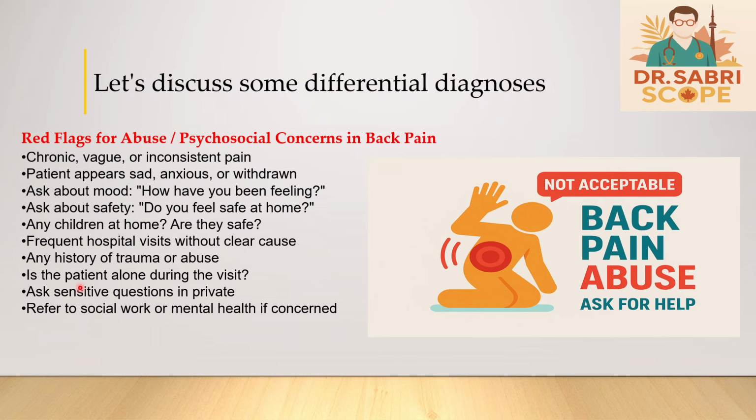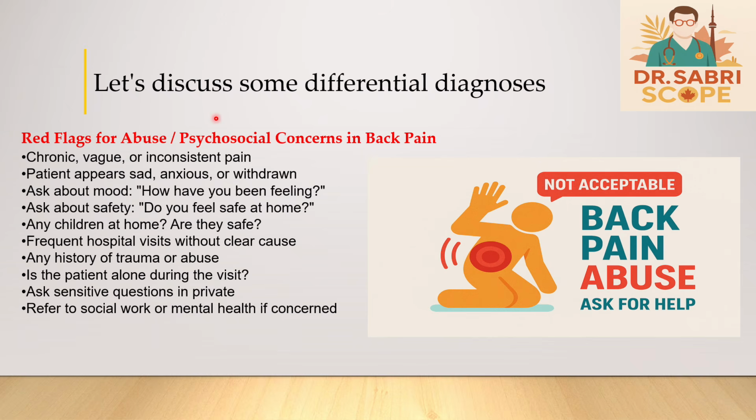We can also ask if the patient is alone during the visit, because some patients don't feel comfortable talking if the abuser or the partner is sitting outside. So it's a good idea to tell the patient, you are safe here, no one will hurt you, you can talk, and we can call the police if the patient wants that. Always ask sensitive questions in private. Make sure when you start the conversation that it is in a private setting, in a non-judgmental, empathetic way.